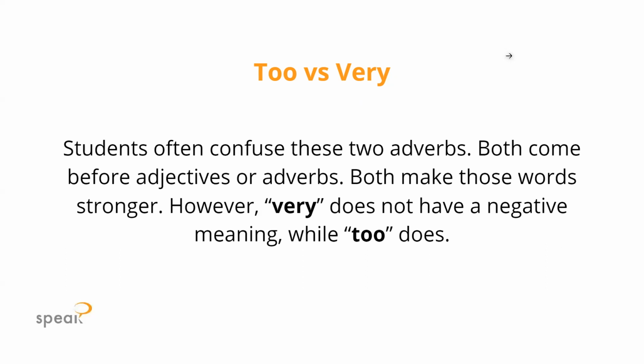So we have students often confuse these two adverbs. Both come before adjectives or adverbs. Both make those words stronger. However, very does not have a negative meaning, while too does. So now let's pay attention to the last part. Very is used for something positive, but too is used for something negative. Okay, just keep this in mind.